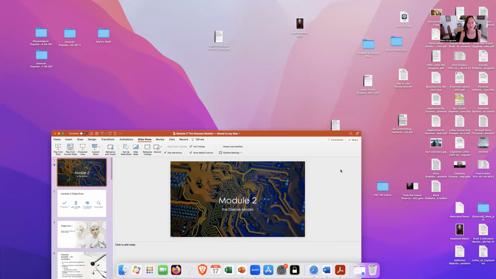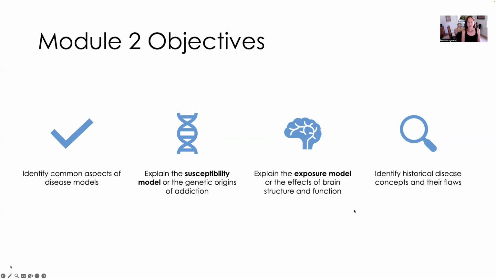So today we're going to talk about the disease models of addiction. Let's get into the objectives. The first thing we'll talk about is to identify the common aspects of the disease models. There are multiple models, and we'll talk about those, but they all coalesce around certain ideas, and we'll get into those today with Objective 1. We'll explain then the susceptibility model, or the genetic origins of addiction, and that will be today's lecture. Objectives 3 and 4 will come in the next lecture.